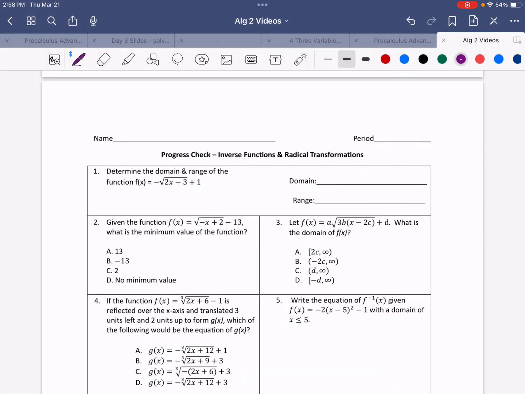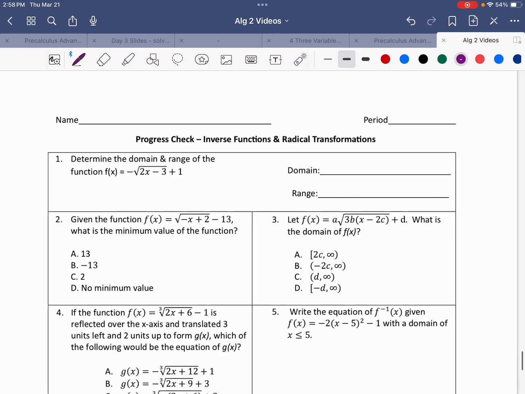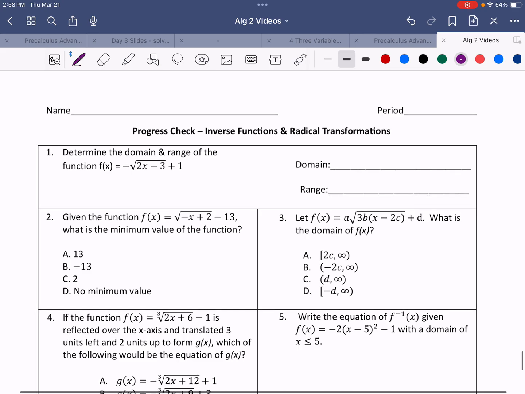All right, let's go over this progress check over inverse functions and transformations of radicals. I'm just going to go through kind of how to think through each question, and then, of course, let me know if you have extra additional questions. So you can always fast forward and just go to the question that you need to go over, or you can watch it all if you want.